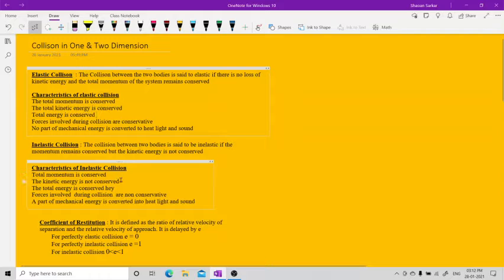The total momentum is conserved. The kinetic energy is not conserved. The total energy is conserved. Forces involved during collision are non-conservative. A part of the mechanical energy is converted into heat, light, and sound.